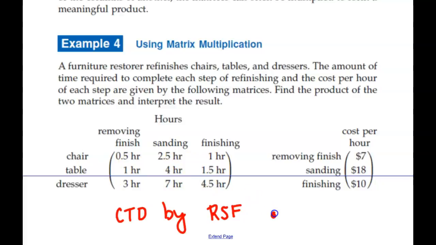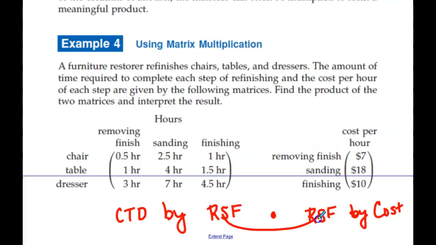And you can multiply that by a little matrix over here that represents the cost. They have to pay somebody $7 an hour to remove the finish, $18 an hour to sand, and $10 an hour to finish. So this one has remove, sand, finish times the cost. So if we multiply those together, can you tell what would happen?